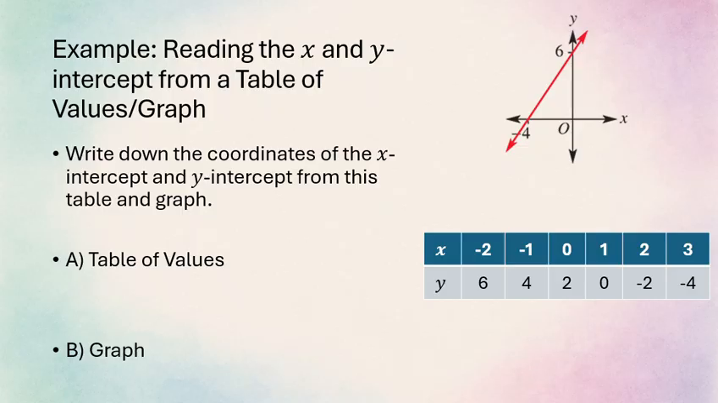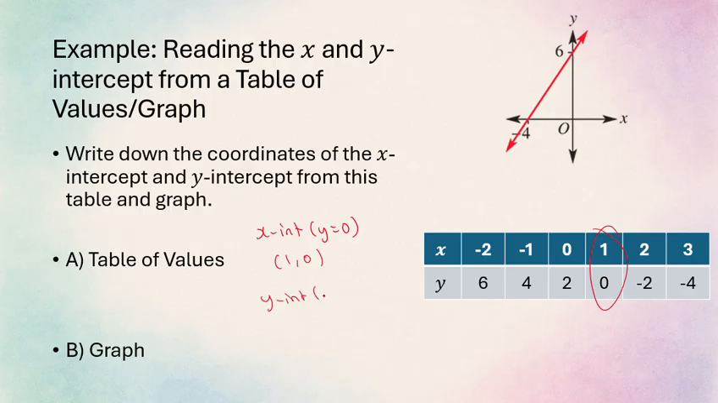Now over here, we just have some examples, okay? Write down the coordinates of the x and the y-intercept from the table value and the graph. Okay, so let's just look at the table values. It's pretty obvious. So x-intercept, it's when y equals 0, yeah? So when does y equal 0 in this table here? It's at this point right there, positive 1 and 0. So you're going to write 1, 0.